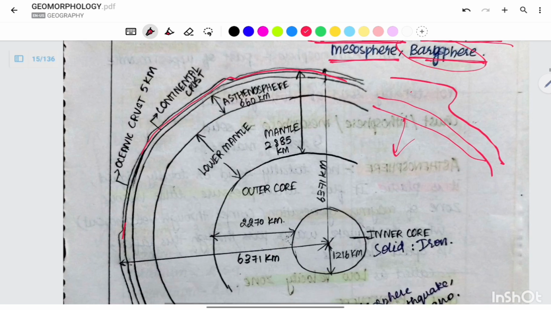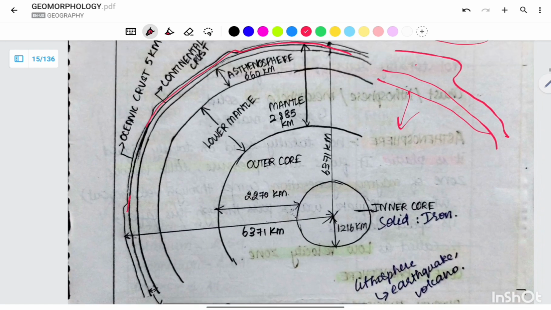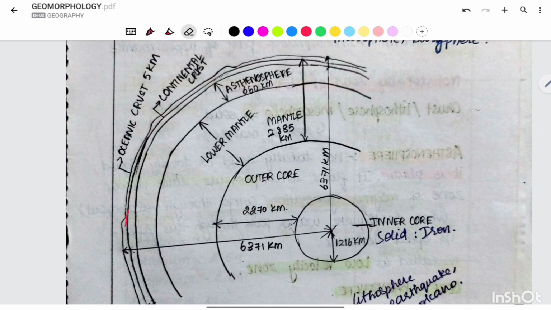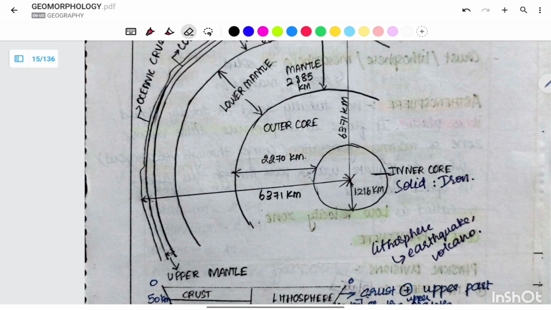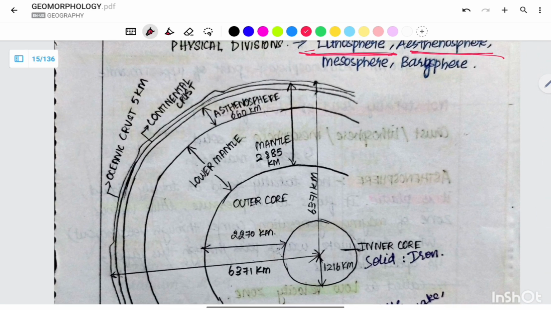Then we have the upper mantle, the asthenosphere, and then the lower mantle. Continental crust, oceanic crust, then we have the upper mantle, and between the upper mantle and the lower mantle, we have the asthenosphere.